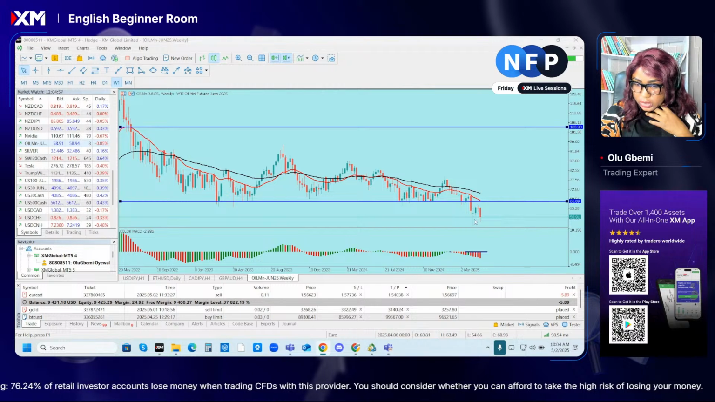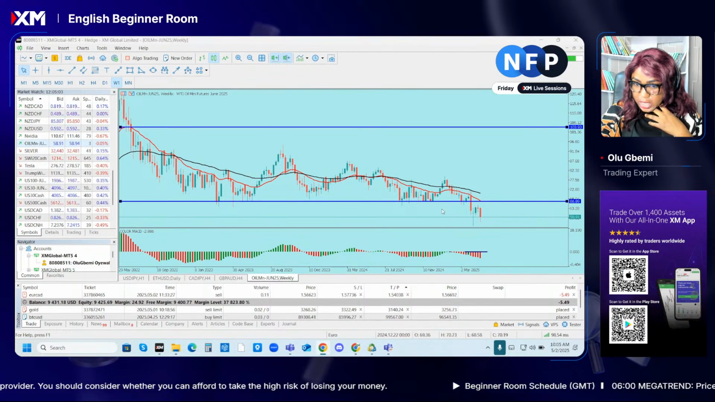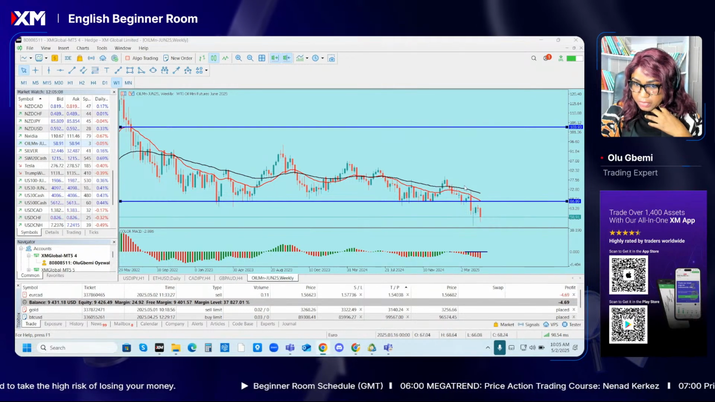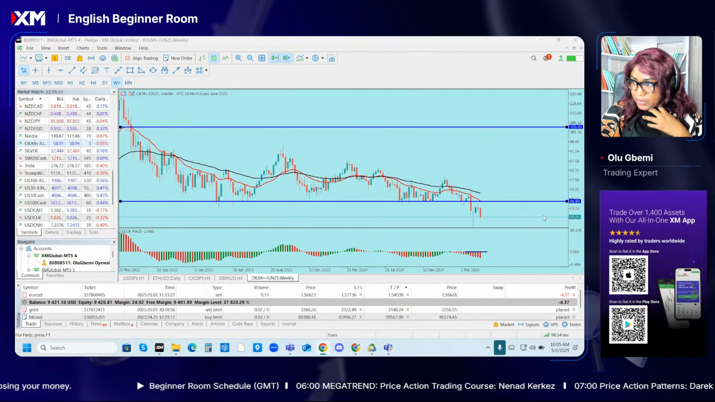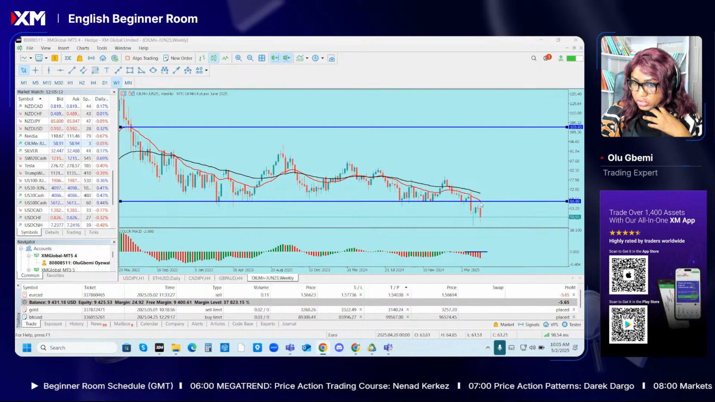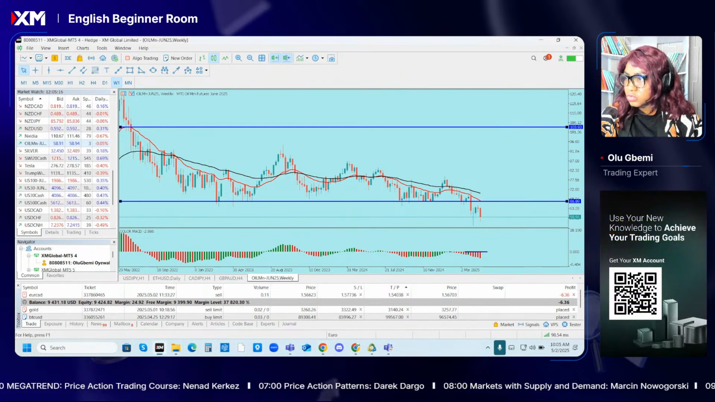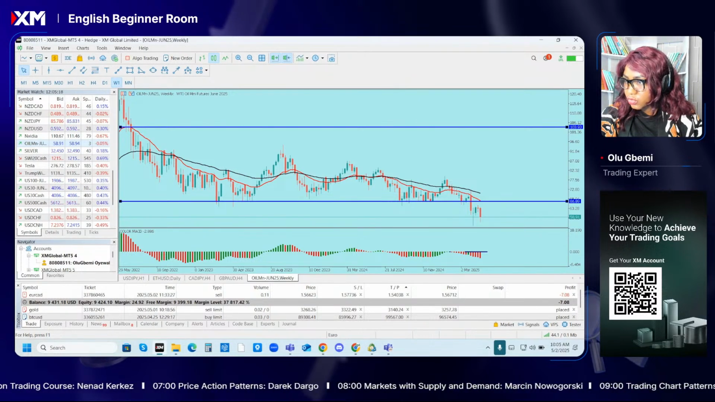What I would want is a pullback. In fact, I was waiting for that pullback to happen, but it didn't. So there I saw what looks like a head and shoulders pattern. And by the time the price broke here, it gave an indication that the price may continue to the downside. But anyway, let's see how it begins to go from here.